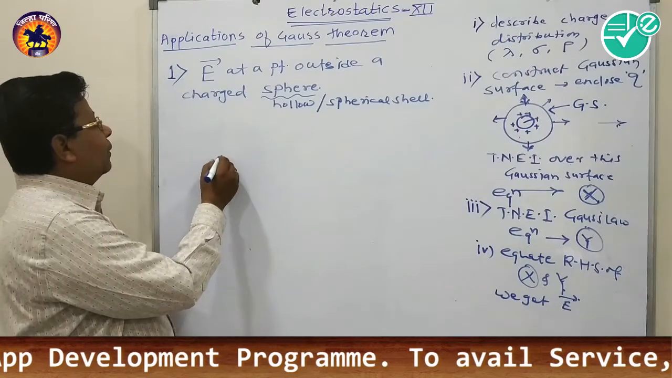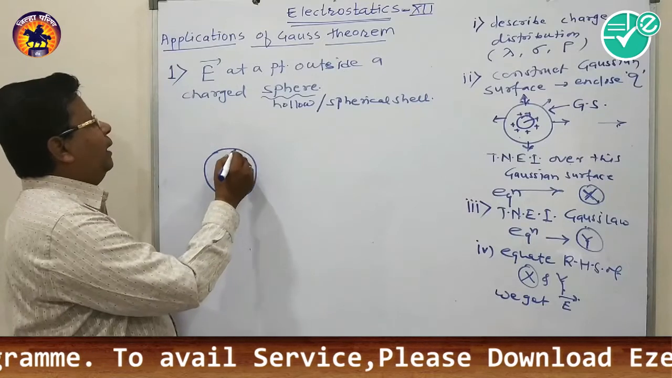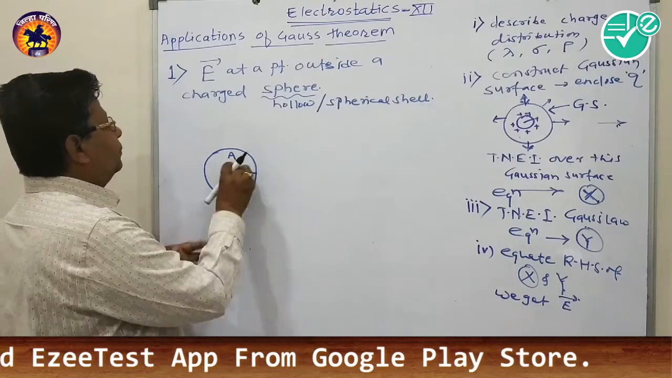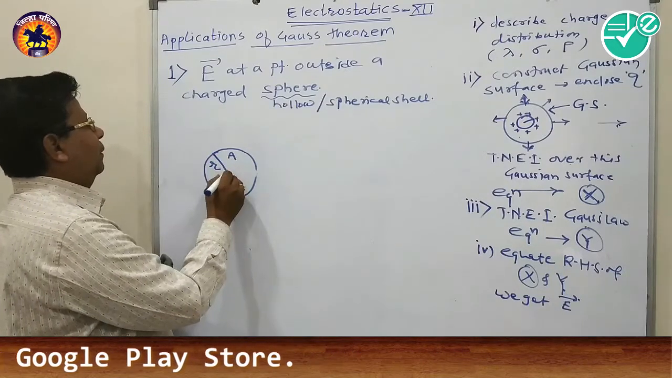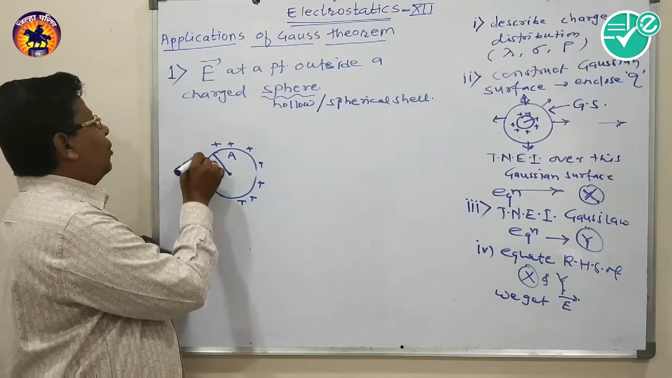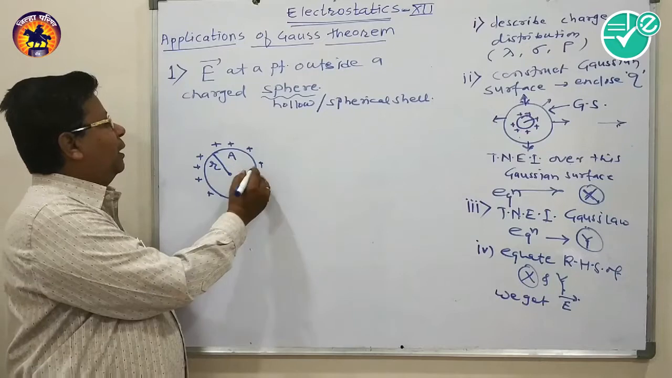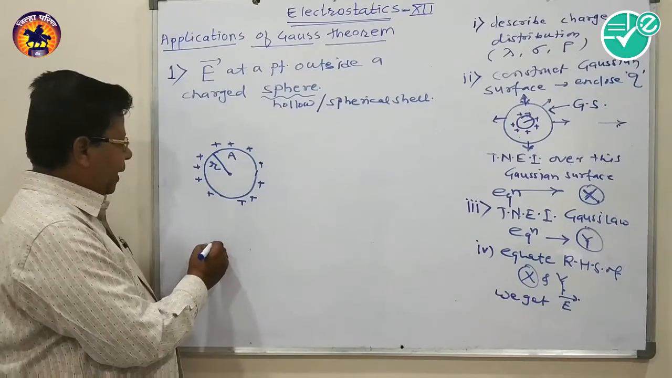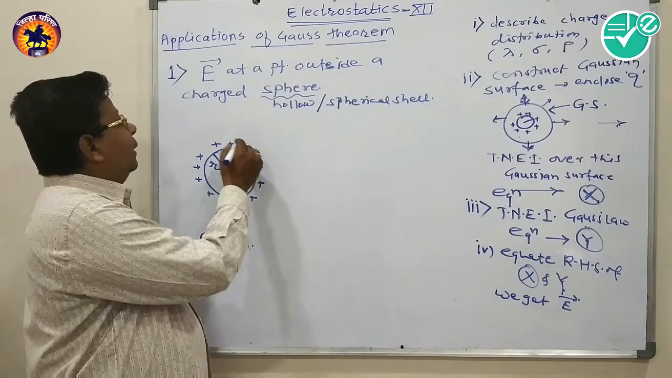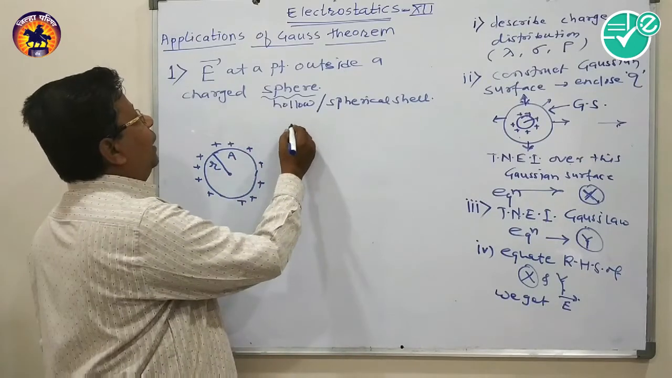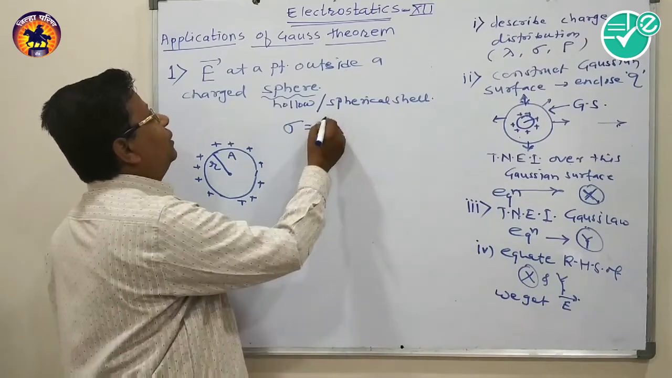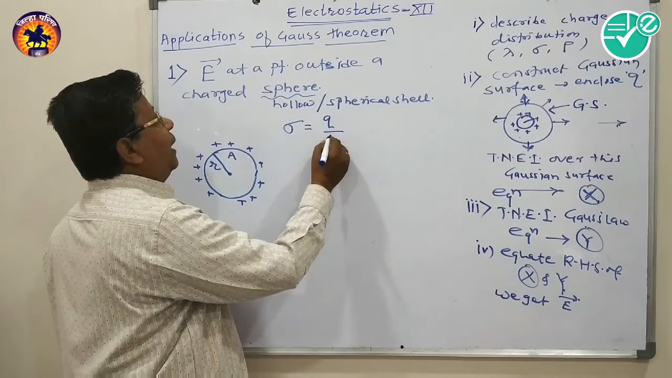Now consider a sphere A having radius equal to small r, and on this sphere charges are deposited uniformly, and this sphere is kept in a medium of permittivity epsilon equal to epsilon 0 k, and the distribution of charge is a surface charge distribution, and therefore sigma is the surface charge density, which is equal to q divided by area of sphere A.